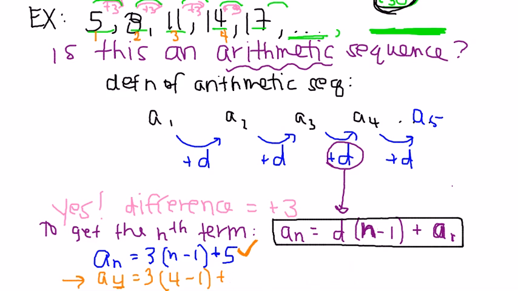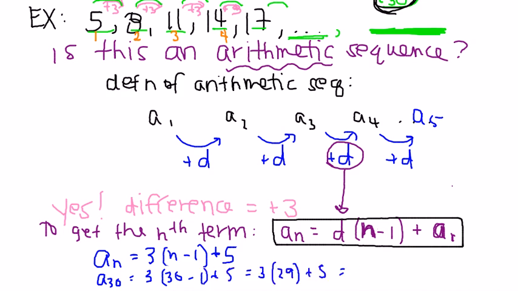Now remember, from above, I want to know the 30th term. So all we have to do now is plug in 30 for n and see what we get. Turns out it will be 92.